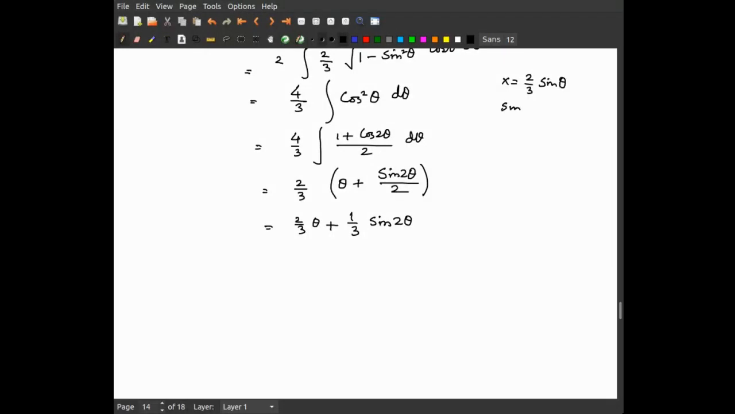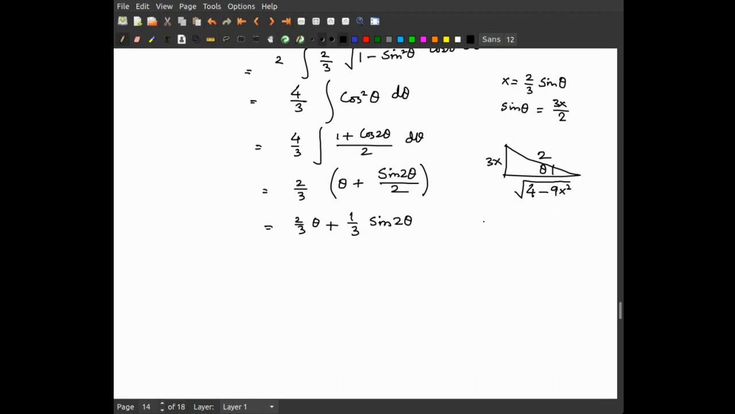So from that one, what do you know? Sine theta equals 3x over 2. Now if I use the triangle, then from the triangle, sine theta means opposite over hypotenuse. So opposite is 3x and the hypotenuse is 2. Now this base will be the hypotenuse squared, which is 4, minus the opposite squared, which is 9x squared, all under a square root.